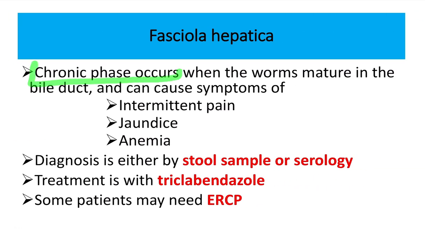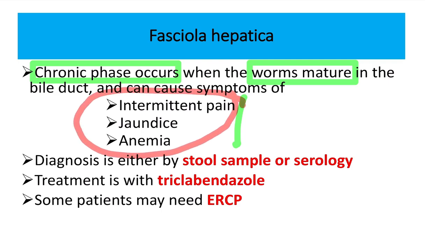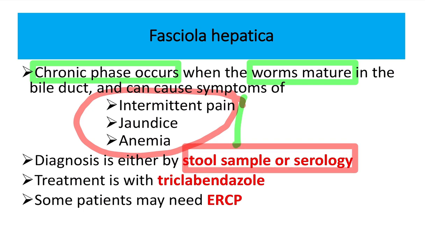And what occurs in the chronic phase? In the chronic phase, the mature worm is in the bile duct. So the mature worm is present in the bile duct, and on ultrasonography there is a hypoechoic area, and it presents with intermittent pain, jaundice, and anemia. They are the features in the chronic setting. And what is the diagnosis? Diagnosis is by stool sample or serology, as it primarily invades the gastrointestinal tract, then goes to the liver. Stool sampling is enough for diagnosis, but sometimes serology may be used to look for antibody in the blood.